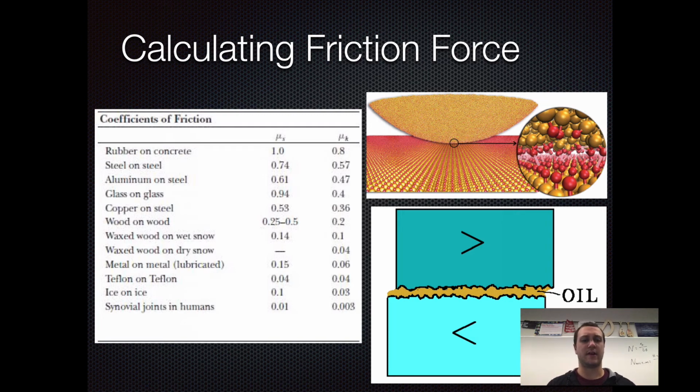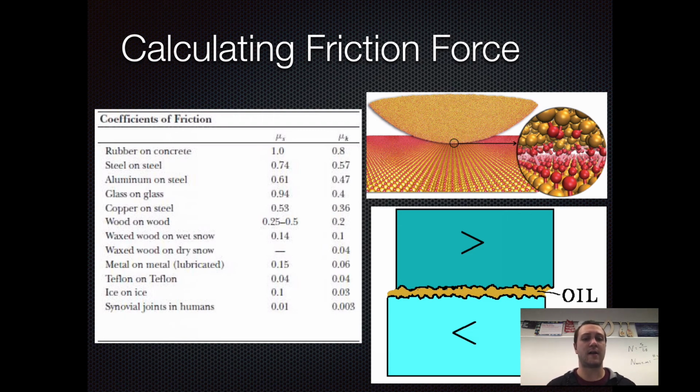Looking again at the table here, you see steel on steel towards the top with 0.74 for a coefficient of static friction and 0.57 for a coefficient of kinetic friction. Aluminum on steel, 0.61 and 0.47 respectively. So those are a metal on a metal, and that's unlubricated. The general trend that we will always see is that the static coefficient is going to be higher than the kinetic coefficient because that static force will be greater than that kinetic friction force.